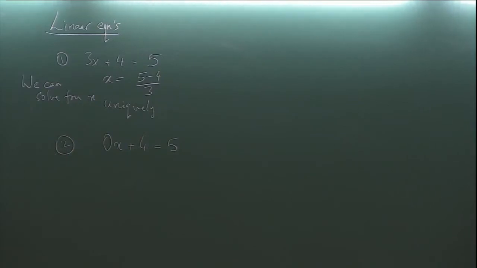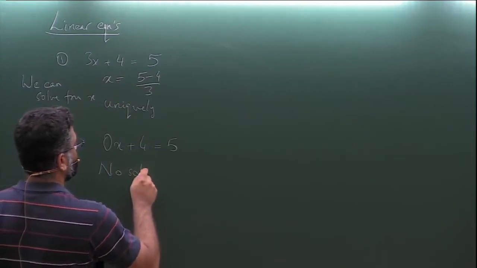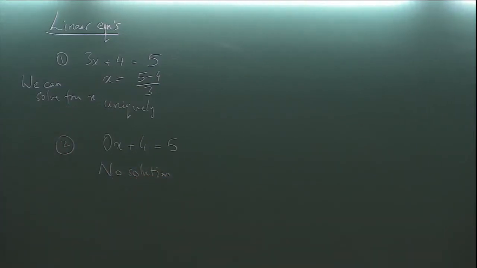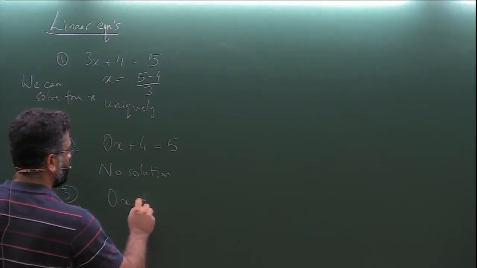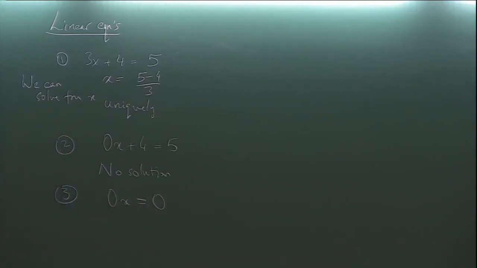Zero times x plus four should be five. Can we solve for x? How many people think we can still solve for x? Can you suggest one value of x such that this statement is true? No. So there's no solution, since by most accounts, four is not equal to five. Now, 0 times x equals 0. How many values of x work here? An infinite number. Very good. So an infinite number of solutions.